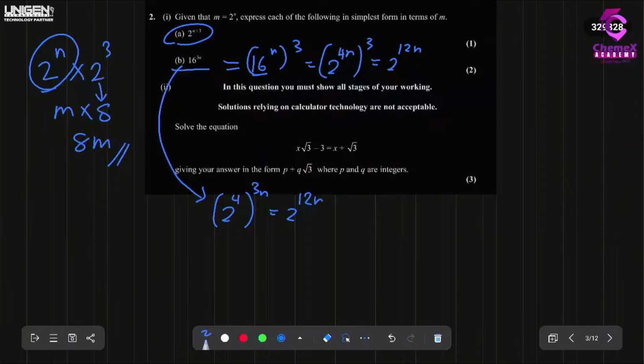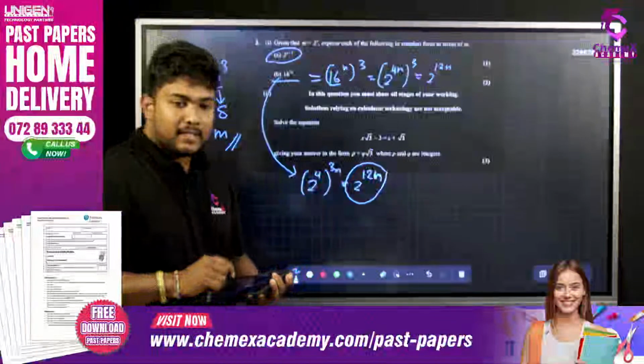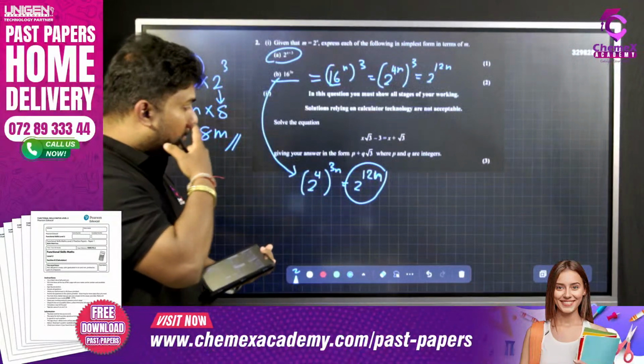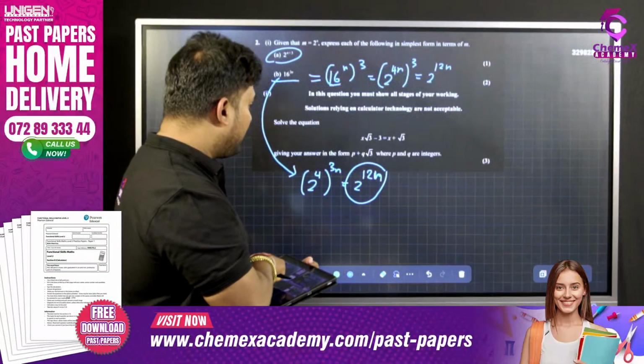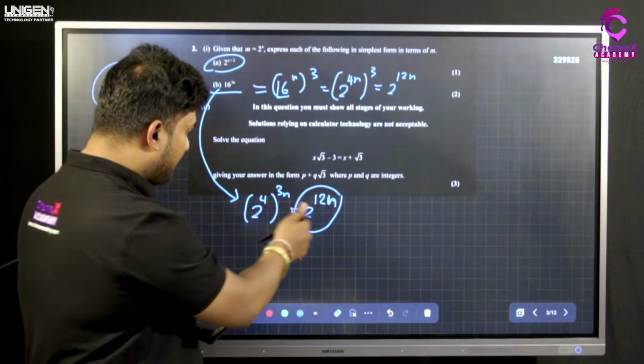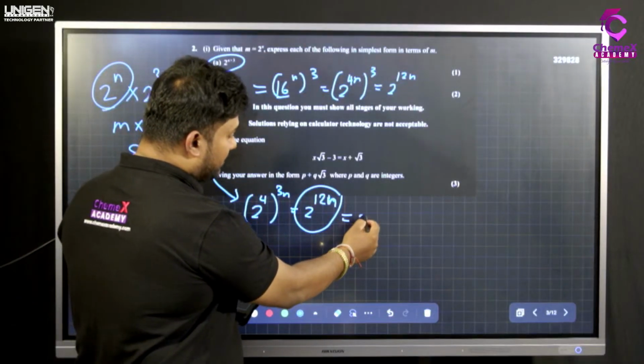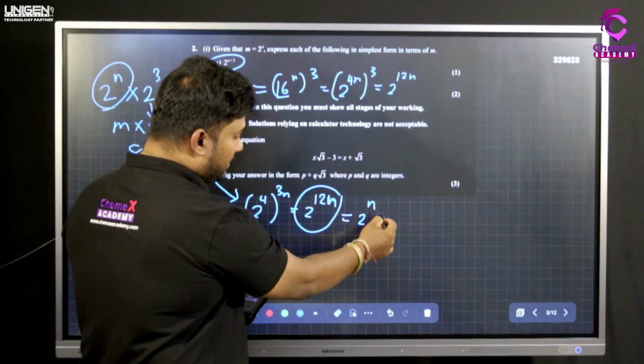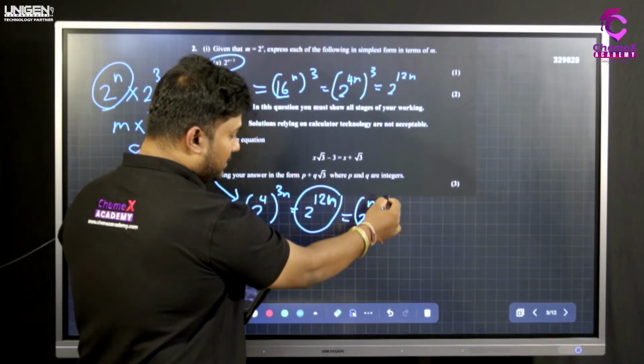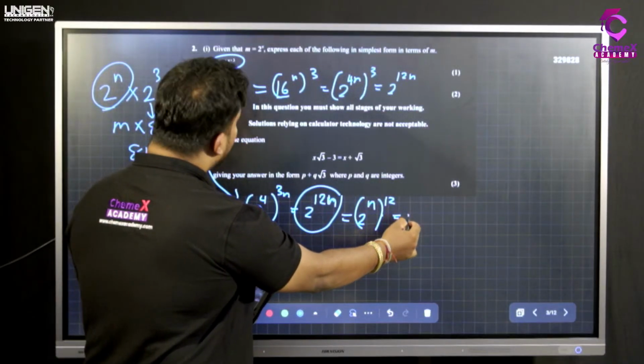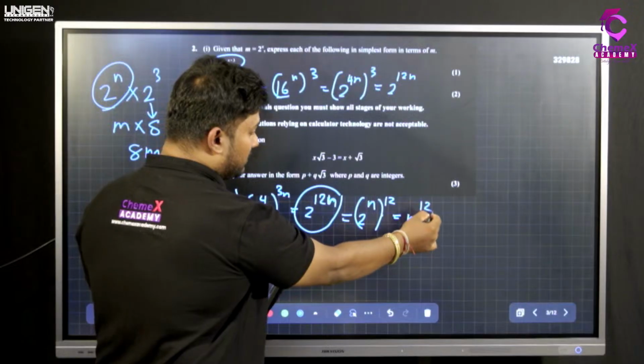Now how do you represent this answer in terms of n? So I can break this again: 2 to the power n and 12 here. So what is it? m to the power 12.